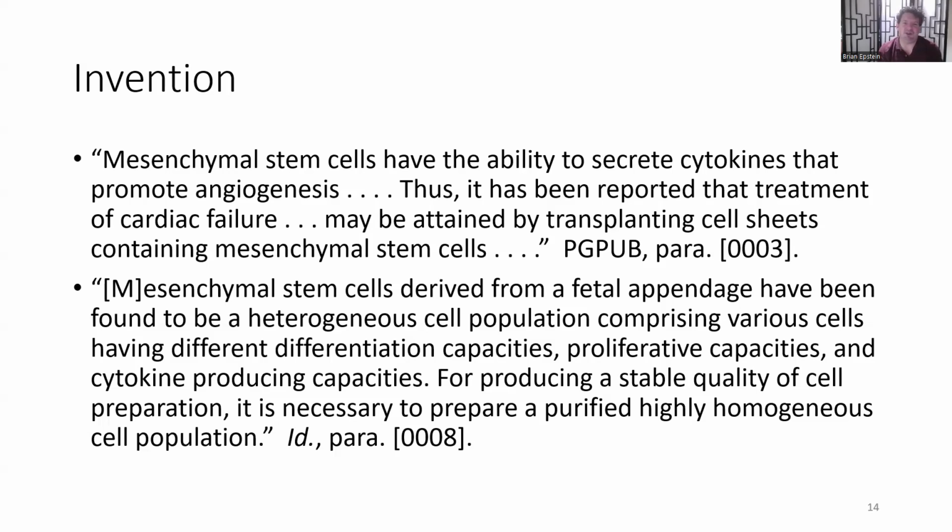Mesenchymal stem cells derived from a fetal appendage have been found to be a heterogeneous cell population comprising various cells, having different differentiation capacities, proliferative capacities, and cytokine-producing capacities. For producing a stable quality of cell preparation, it is necessary to prepare a purified, highly homogeneous cell population. Basically, we want to treat heart attacks with cells from a placenta. And we have some problems when we do that.